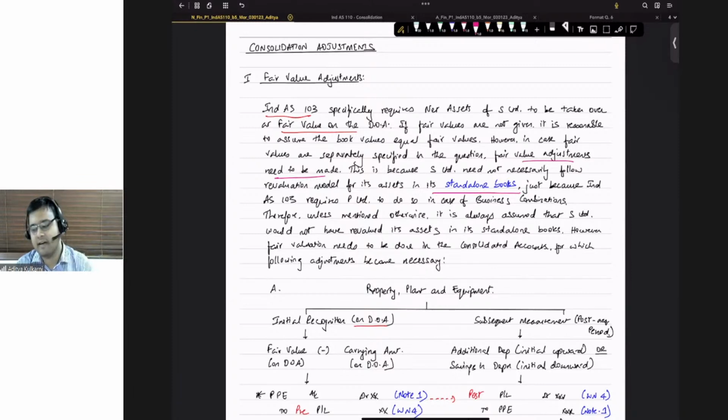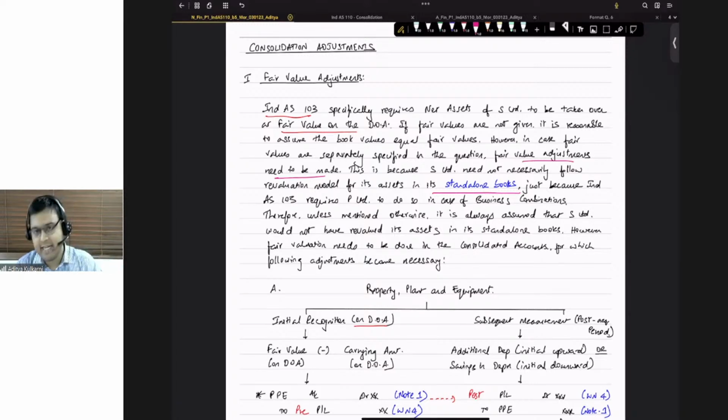What is the root of all this trouble? S Limited does not follow the revaluation model. Sir, what if it followed the revaluation model? If it followed the revaluation model, a revaluation reserve would appear in its books, right? You would have a revaluation reserve appearing there, and you would perform an analysis of all the reserves, including the reval reserve. And therefore, no adjustment is needed if the subsidiary also recognized assets and liabilities at fair value. It is not recognizing.